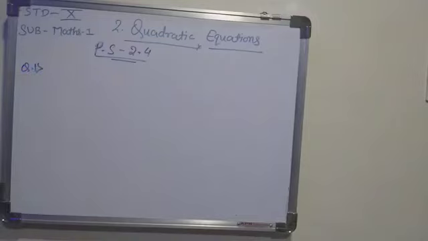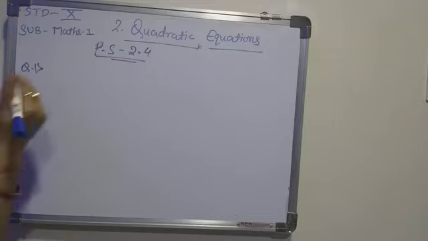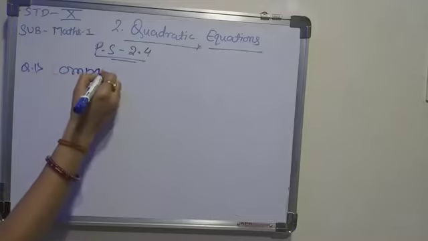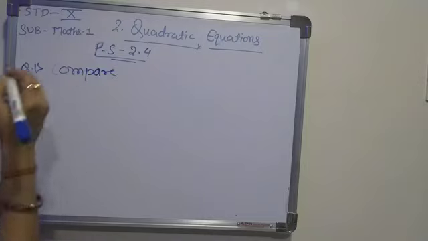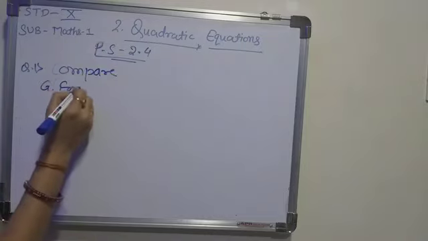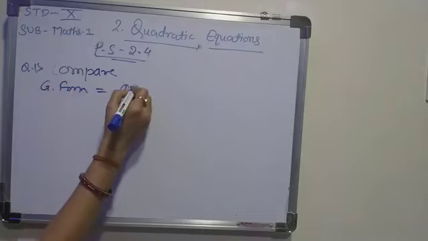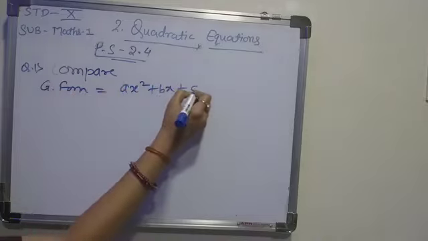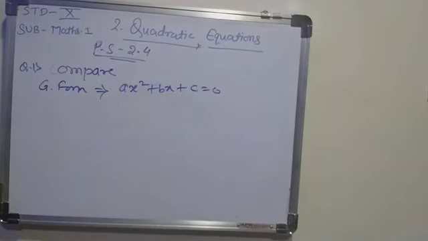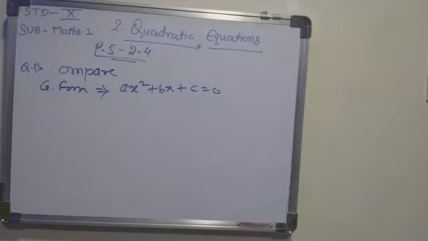Question number 1. In question number 1 they have asked you to compare the given quadratic equation to the general form and write the values of a, b and c. We have already studied the general form of the quadratic equation, which is ax square plus bx plus c is equal to 0. Clear? And we have to find the values of a, b and c.